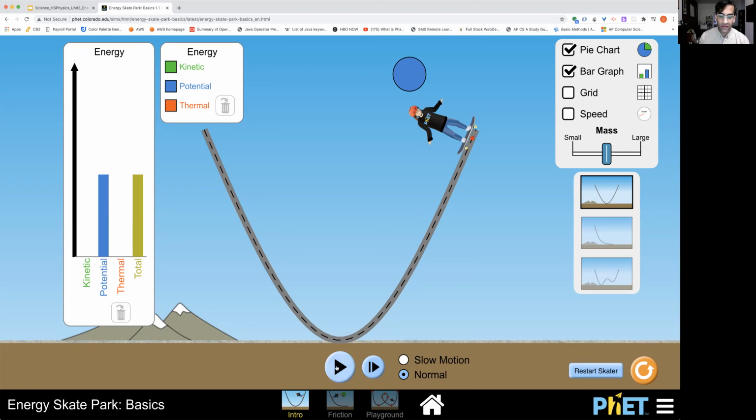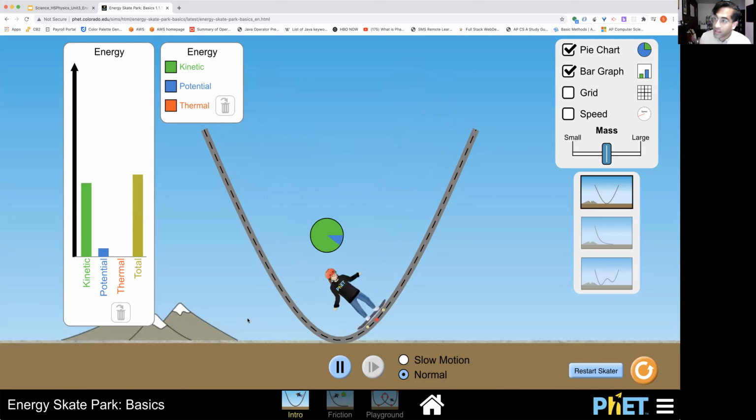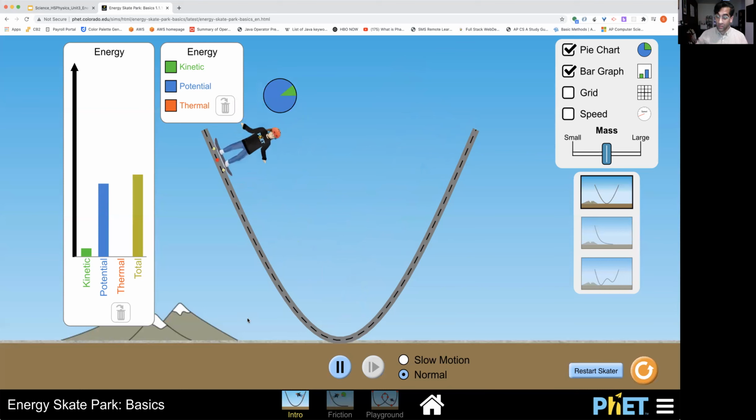If we hit play, let's see what happens. So we see it's all being converted into what we call kinetic energy. You might have heard the word kinetic before, and it's used to refer to motion. If someone's behaving kinetically, that means they're moving all over the place. I'm behaving kinetically right now as I'm waving my arms, thinking about things, all right?